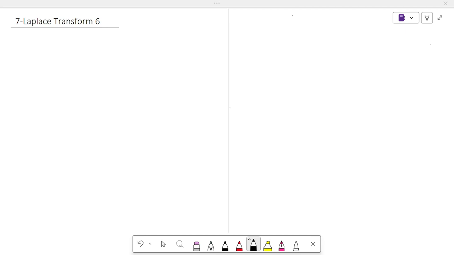Now we are in the 7th chapter, that is Laplace transform. This is the second video in this chapter. Previously we have discussed the Laplace transform, its derivation, and how it is related to the Fourier transform, and we have done some problems related to the Laplace transform. Compared to the continuous time Fourier transform, the Laplace transform has a special case, that is region of convergence.